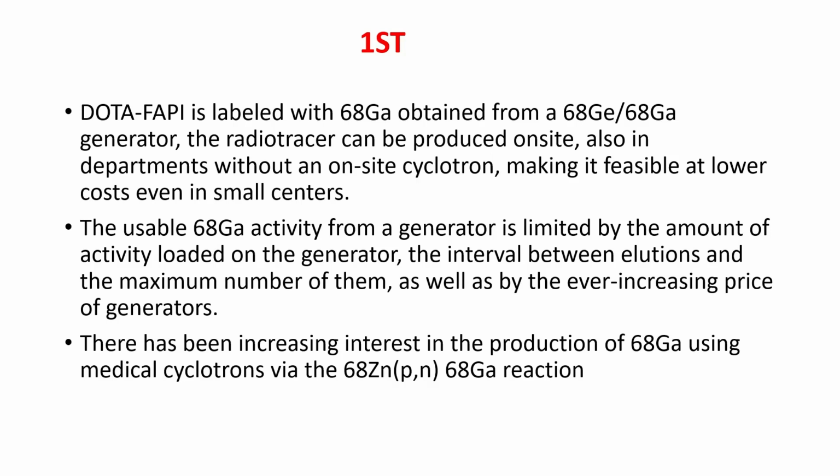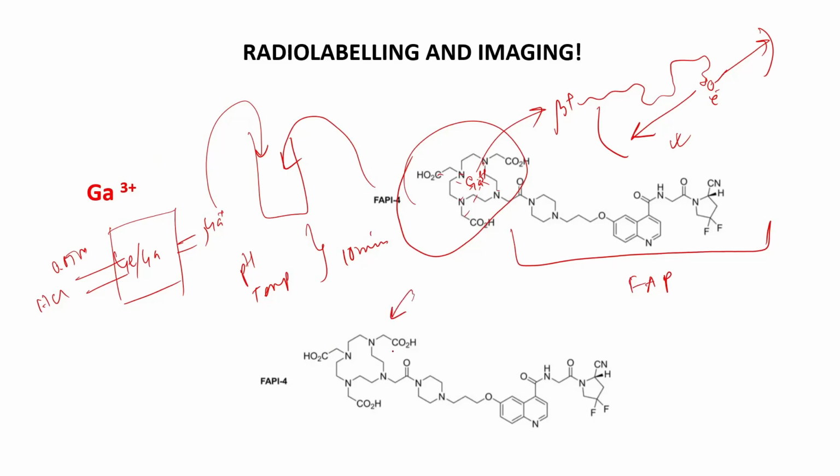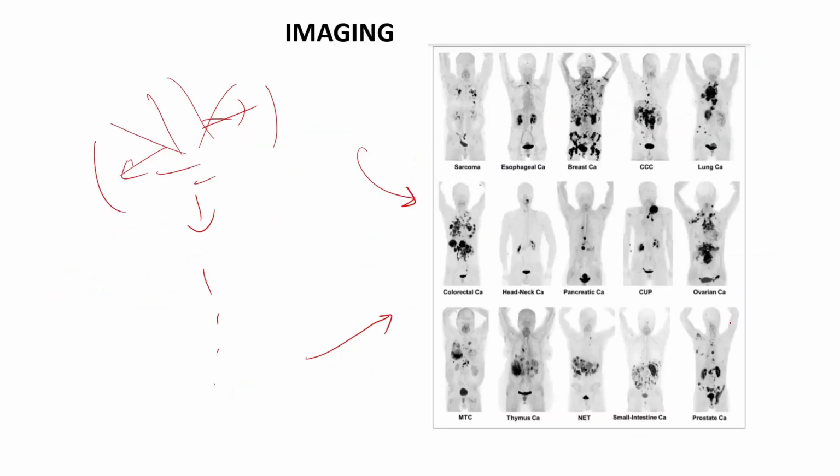So there has been increasing interest in the production of gallium 68 using a medical cyclotron. Basically, they have a zinc 68 target, and in the cyclotron they bombard it with a beam of protons, and finally you end up getting gallium 68 by the emission of a high energy neutron. This gallium 68 will be used for radiolabeling FAPI-4, and finally you will get your gallium 68 DOTA FAPI, which is used for tumor imaging, and this will bind to those tumors which are expressing FAP.